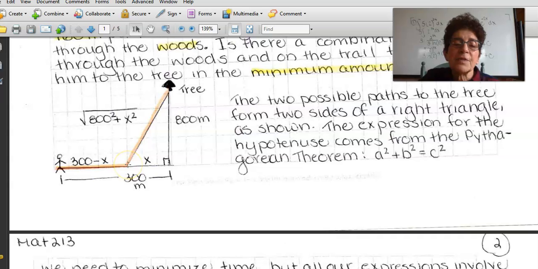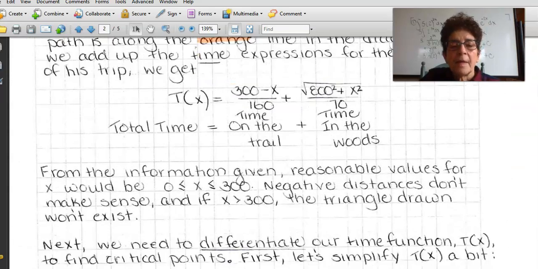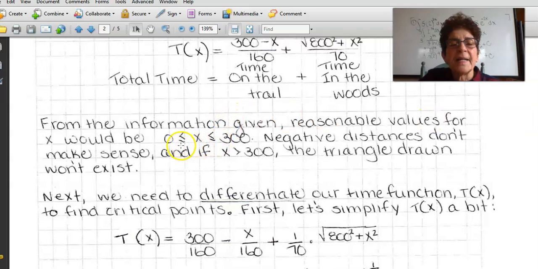What's the largest x? Well, suppose we move the end of the triangle out all the way to where the student currently is. Then x is 300 meters, and that would mean the student doesn't run on the trail at all, but originally just starts out running right through the woods to the tree. So again, reasonable values of x are from 0, including 0, up to 300. Negative distances don't make sense. If x is greater than 300, the triangle we drew wouldn't make sense. It wouldn't be the one we drew.